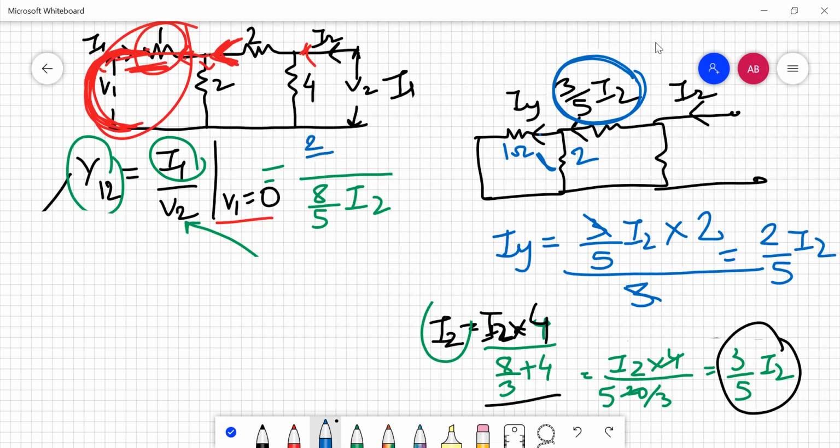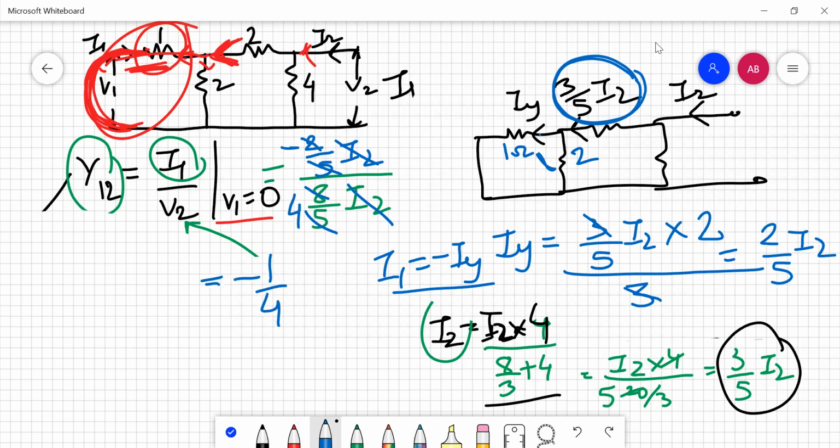And now just remember that negative sign, because I just told you that my I1 is equal to minus of IY. So this negative sign over here and then the value of IY I am going to put. This I2 and I2 cancel, this 5 and 5 cancel, this 2 is going to cancel 8 with 4. So I am left with minus 1 by 4 mho. And just check that your Y21 value was also minus 1 by 4 and your Y12 is also minus 1 by 4. So this is again a cross check for your Y parameters, that these values will be equal.